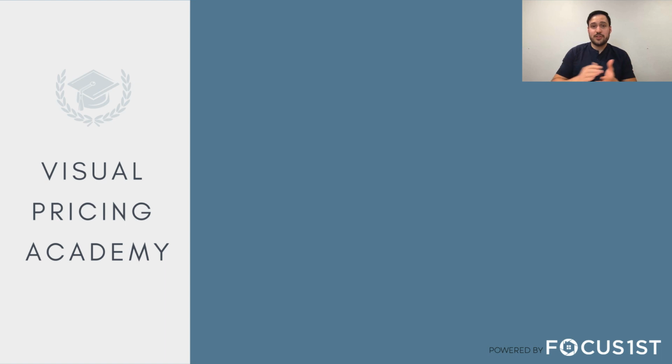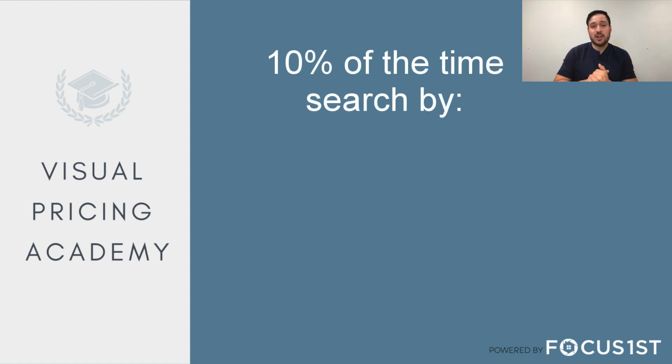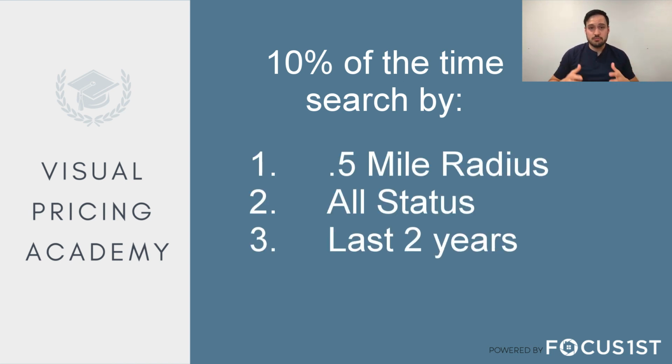Now, in one specific case, 10% of the time, we're going to not use subdivision because we might be in an area that doesn't actually have subdivision, but the local area is still what we're looking for. In that case, the first option we go with is the 0.5 mile radius search. In your MLS, you should be able to search by a map area. We're going to do a 0.5 mile radius around that. Same thing, all status in the last 2 years.